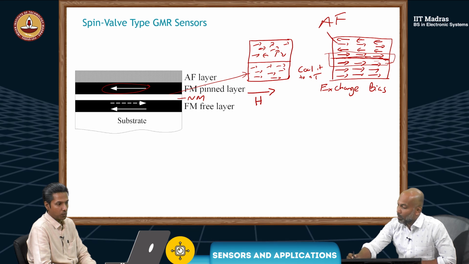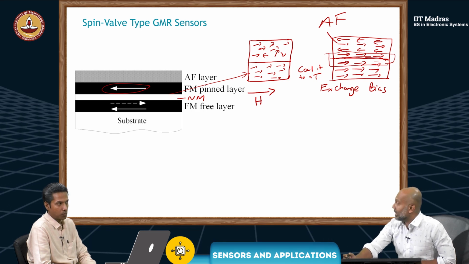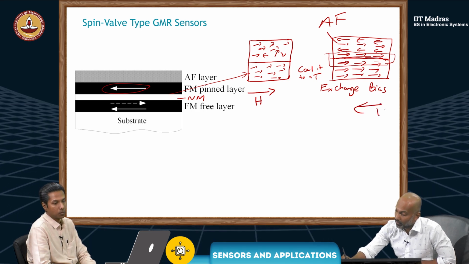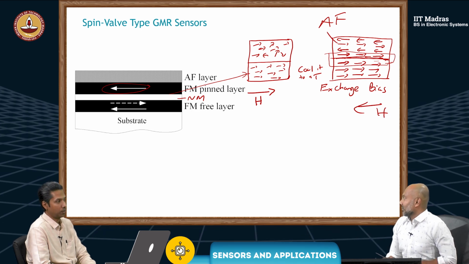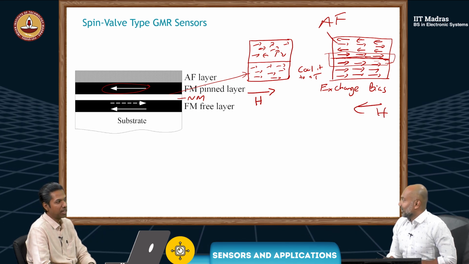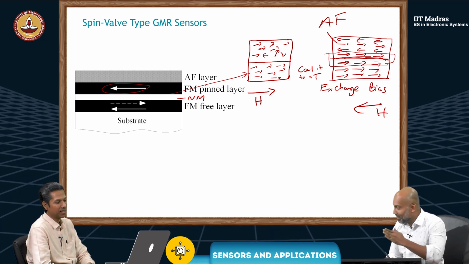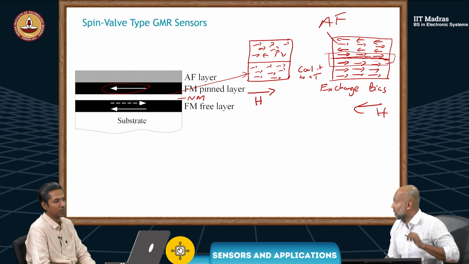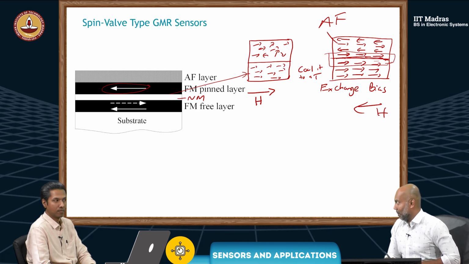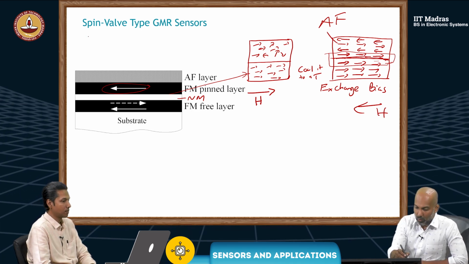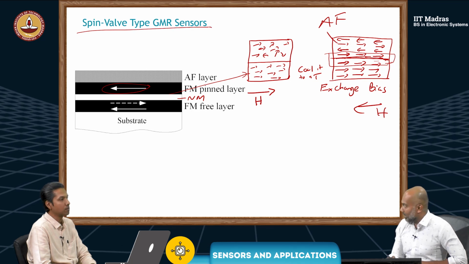The antiferromagnet helps it to remain in that direction, even if you now apply a magnetic field in this direction. That's where the term pinning comes from. It's pinned in one direction, whereas this one is free to move. So this is what we call a spin valve type GMR sensor.